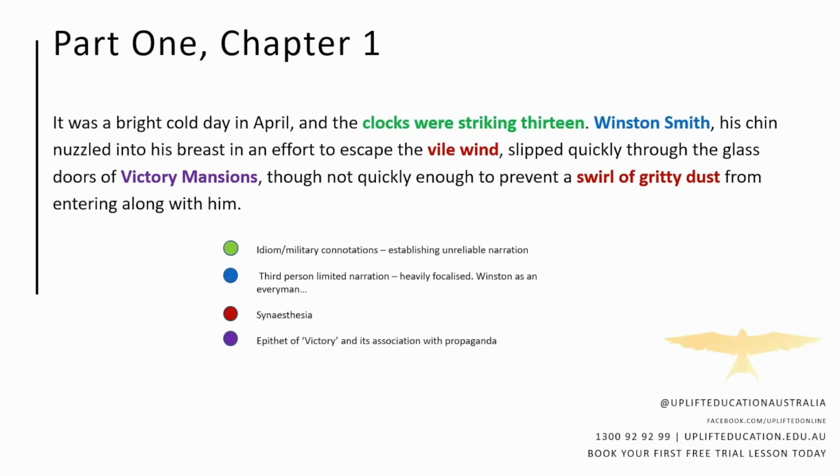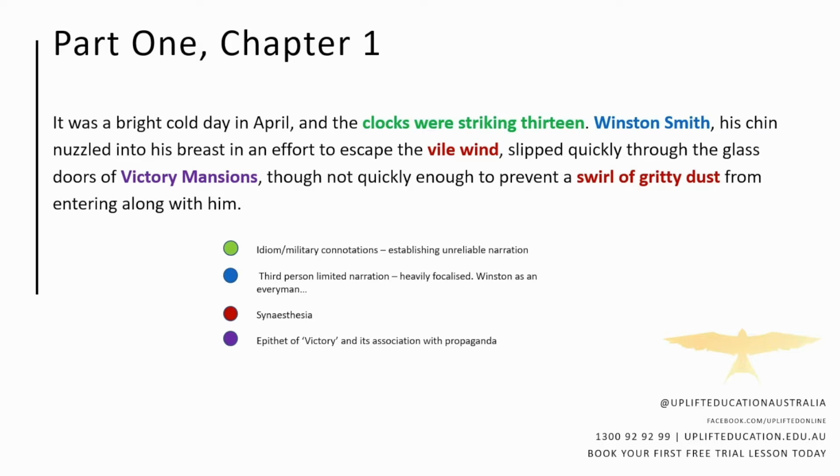Now, the second idea I've put there are the kind of military connotations associated with striking 13. Now, when we think about the analog clock, we can compare that to 24-hour time. Now, 13th stroke of the clock would be 1 p.m. So maybe there's this kind of rigidity and routine implied by the clock striking 13. And that would obviously align with the dystopian nature of this society. So those are kind of two options to look at.